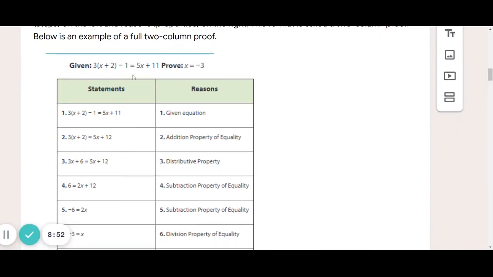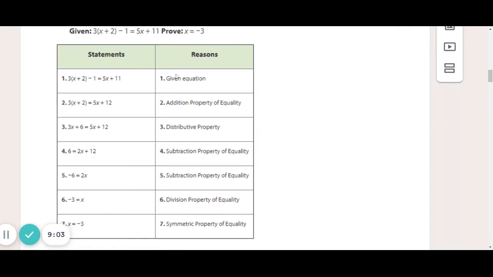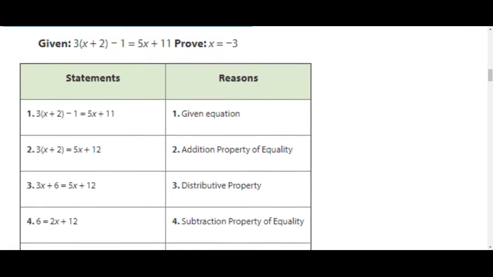So look at this example. We start off with 3 times (x plus 2) minus 1 equals 5x plus 11. How can we solve this problem and end up proving that x equals negative 3? So look at what you do. You always start off with what they tell you.